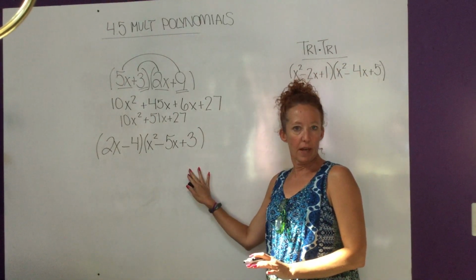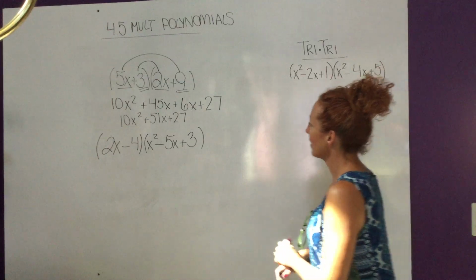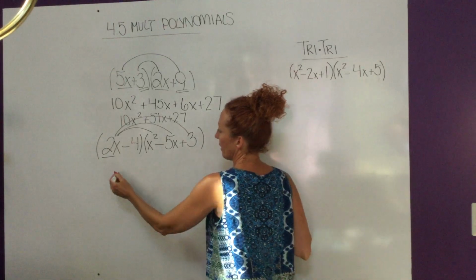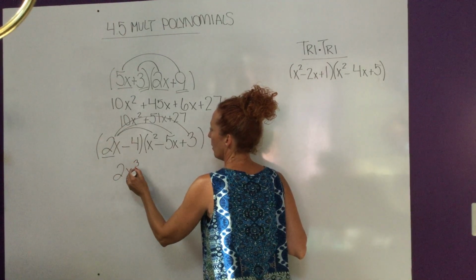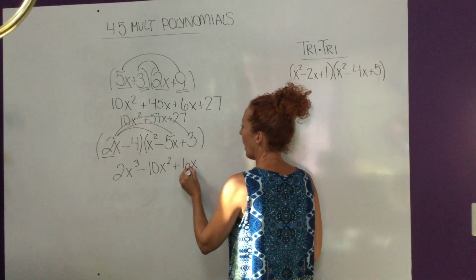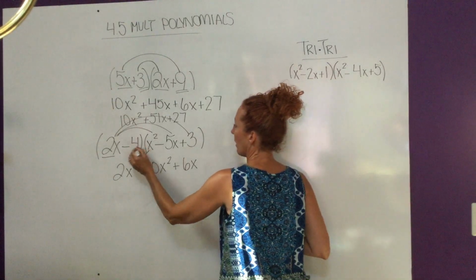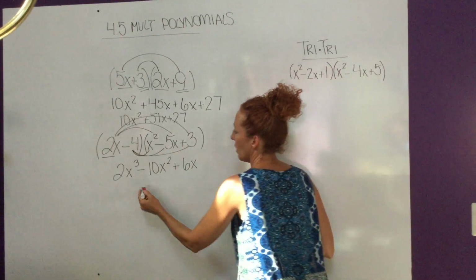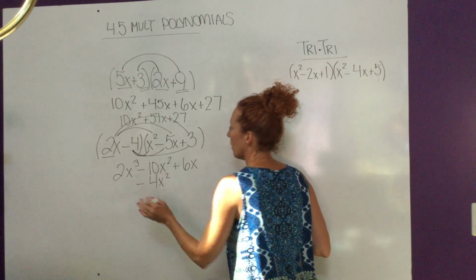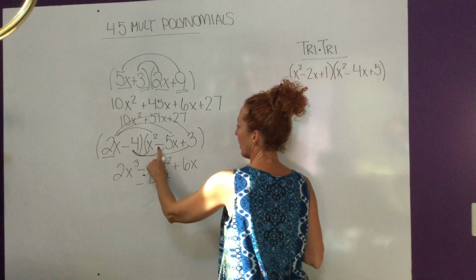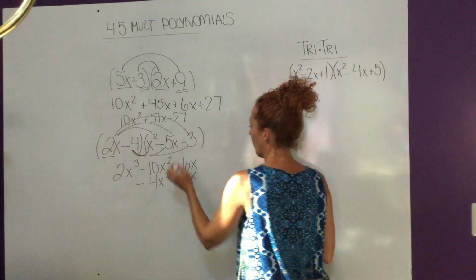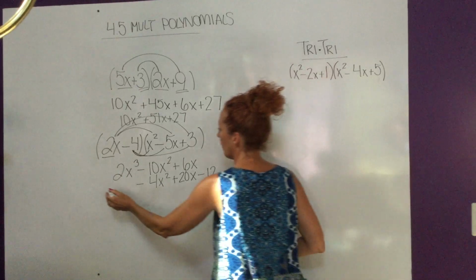Try this one if you haven't already. And here we go with our answer. 2x multiplied through by this whole thing is going to leave us with 2x to the third minus 10x squared plus 6x. When I distribute that -4 to all three terms, I'm going to remember to indent it once, -4x squared. Now watch your signs right here. You're going to multiply a negative times a negative, so a positive 20x. And a -4 times a positive 3 is -12.